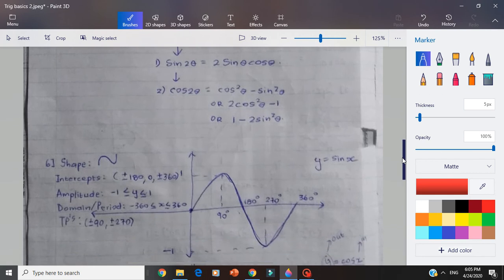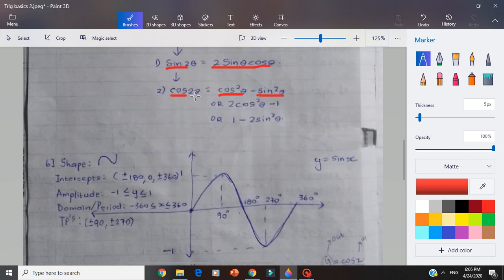The next thing we're going to look at are double angles. Double angles, as the name suggests, is 2 times that angle. So sine of 2 theta becomes 2 sine theta cos theta. And cos of 2 theta is cos squared theta minus sine squared theta. So it's like the square identity, but there's a minus sign between them.